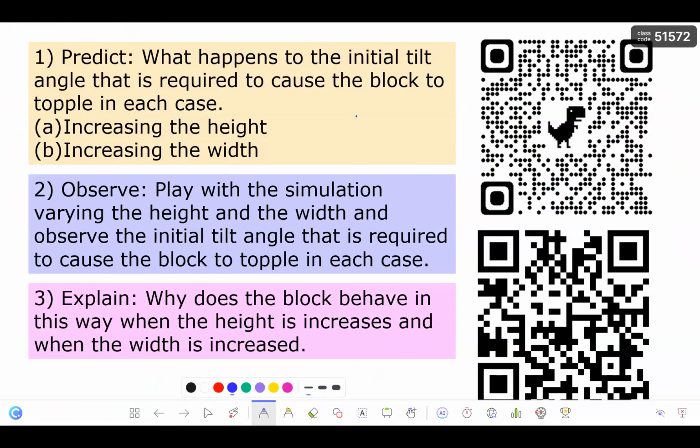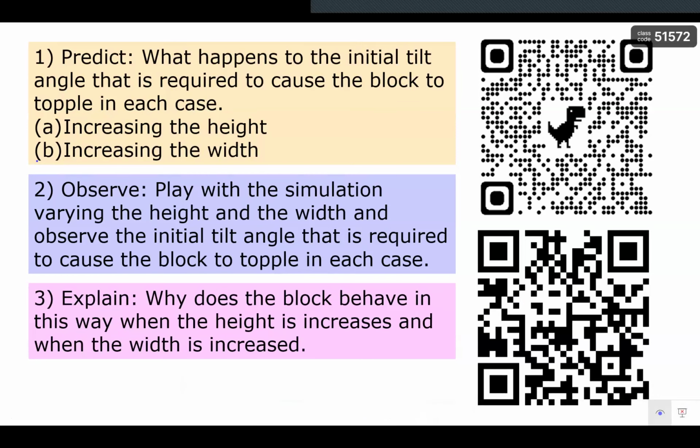After that, you observe by playing with the simulation, by varying the height and the width. And then after that, you try to give me an explanation of why the angle of tilt increases or decreases with an increase in height and an increase in width. Then you may scan the following QR code at the bottom. It will lead you to a Padlet page where you can tell me the answers. But I will not be doing this in the video. I will just go directly into the theory.